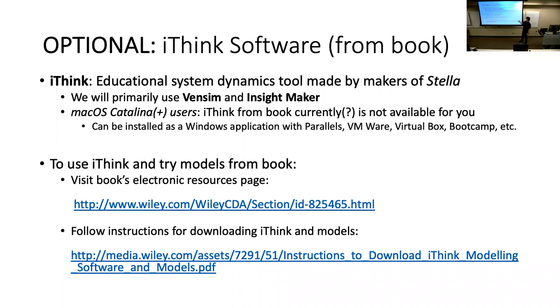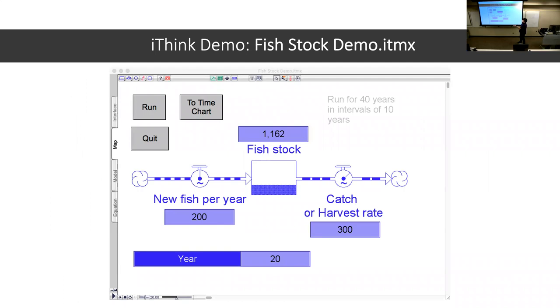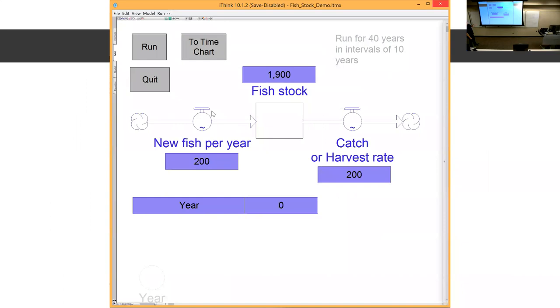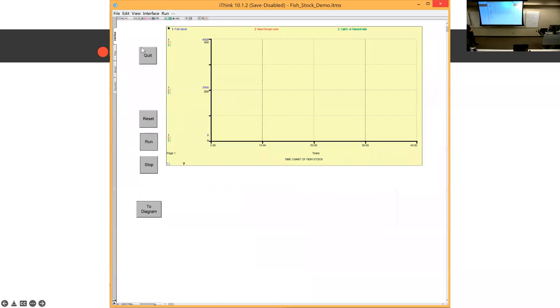So if you were to open up one of these models in iThink, you would see something like this. I'll go maybe to the next slide. I've got this video here where you can see me running this. There are multiple tabs on the side here of iThink: interface, map, model, and equations. And you can go into this interface and it shows these diagrams that look just like the diagrams in your book.